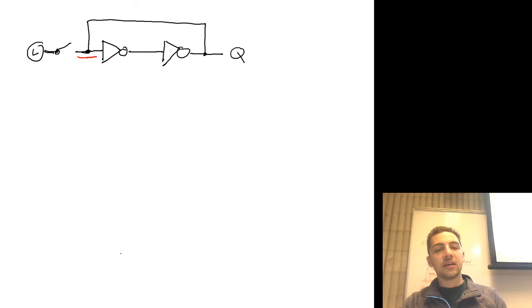If I had low here, that would mean coming out of this inverter, I would have high here, which means coming out of this inverter, I would have low. And that low would propagate back to the input. So everything was happy. There would be no change, even though my logic source was disconnected.